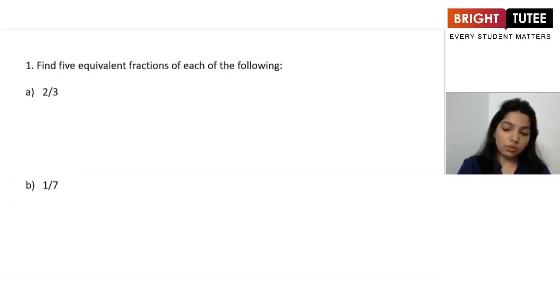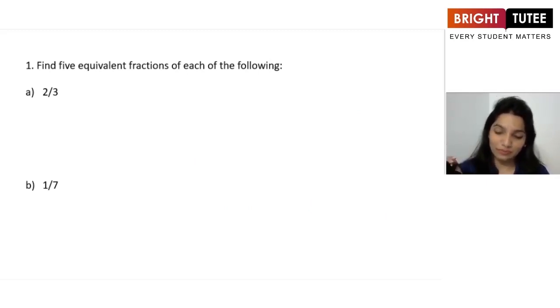This just won't work. Let us do some practice questions. It says find 5 equal fractions of each of the following. We can use any method that we want, either multiplication or division. Or if you want, you can even make diagrams to get that.